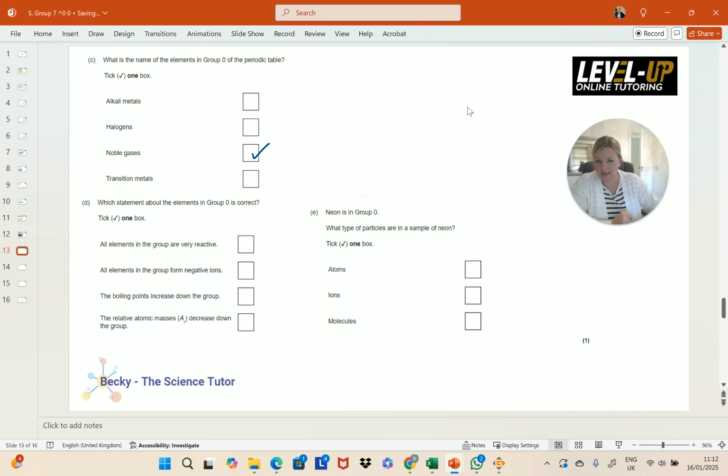Their boiling point increases down the group. I was trying to read two statements together there. Neon is in group 0. What type of particles are in a sample of neon? Well, they are atoms. They're not ions because it hasn't lost or gained any electrons, so we haven't got an imbalance between protons and electrons. And it's not a molecule because they exist monatomically. They're quite happy sat there on their own.